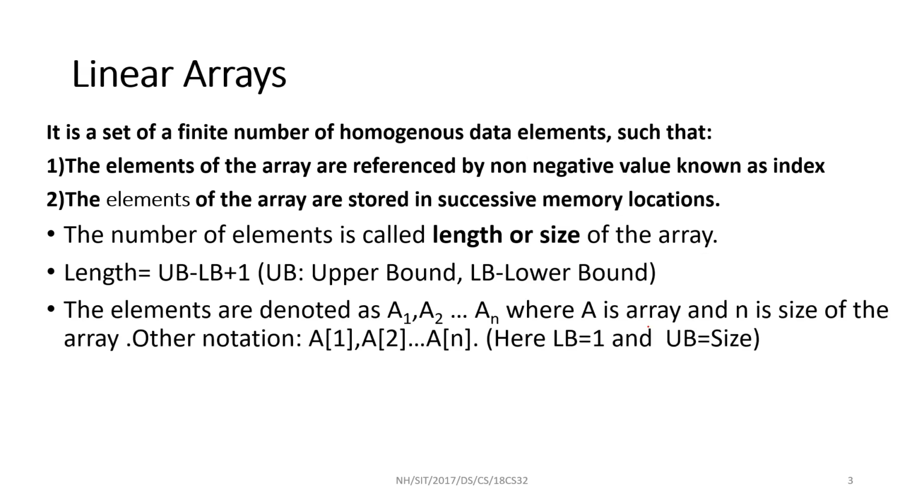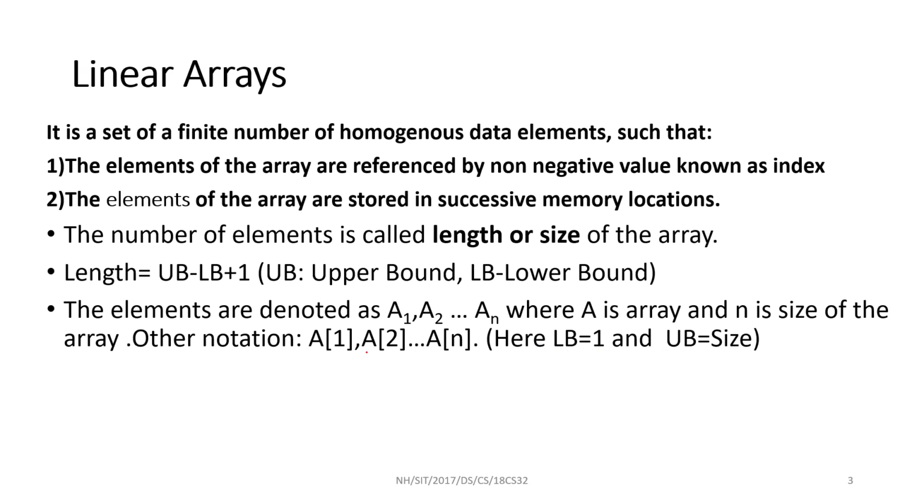So how are these elements referred to? Mathematically, these elements are referred to as A1, A2, A3 like that till n. If there are 10 elements, these elements are referred to as A1, A2, A3, up to A10. That is the mathematical way of representation. In programming languages, C or any other language, we use this kind of syntax to represent an array element. A is the array name, and 1 is the index, given inside the bracket. If LB starts from 1 and UB is the final value, that is the size.